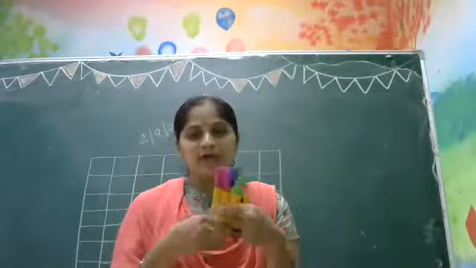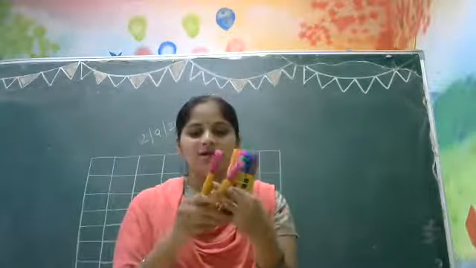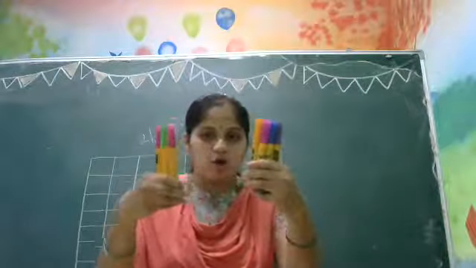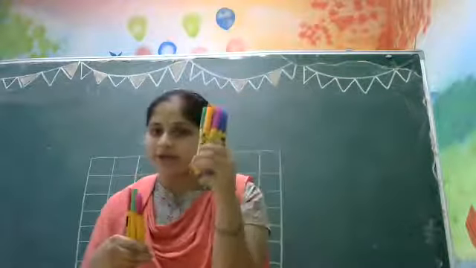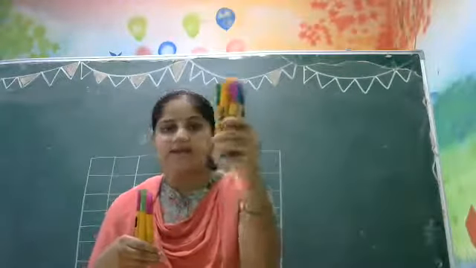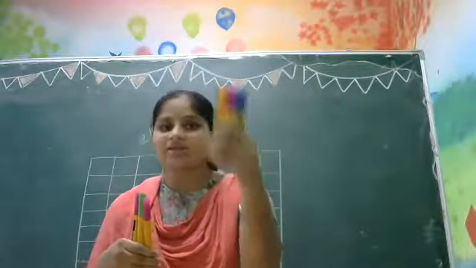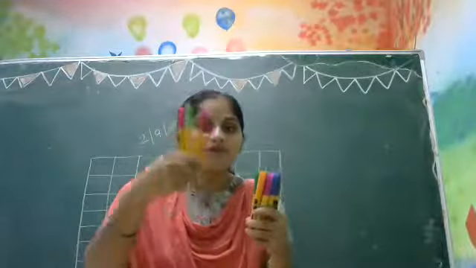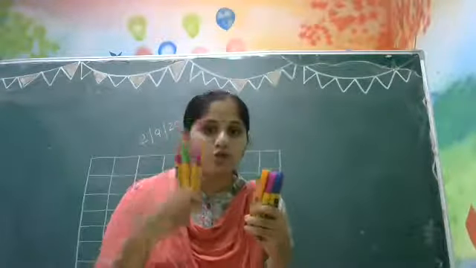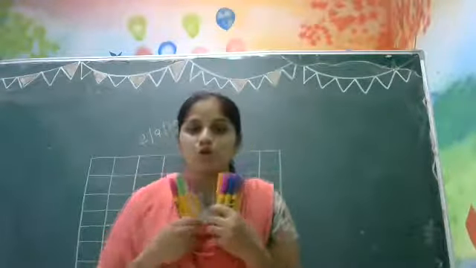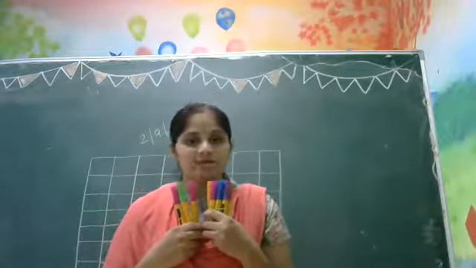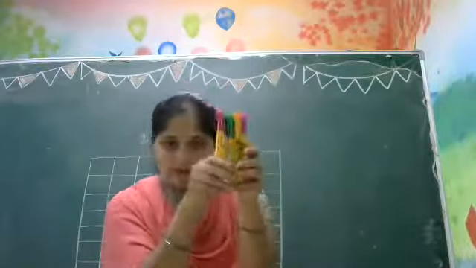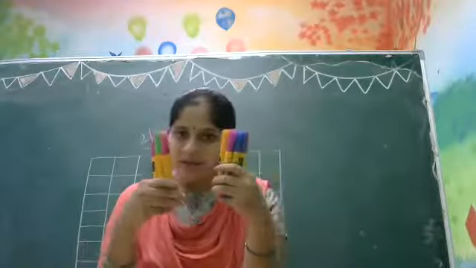Now I'm going to add one more marker in the bundle of 10 markers. So I have a bundle of 10 markers, that is we called as tens. Okay, हमने क्या बोला इसे? Tens. अभी इस tens में हम 3 more markers we are going to add. Which number will we get after adding 3 markers in this 10 markers? बताइए.